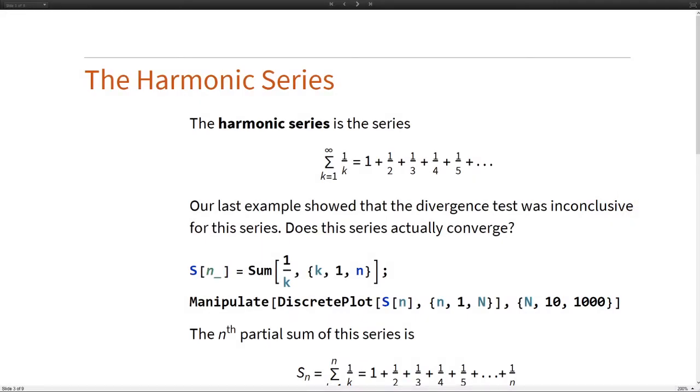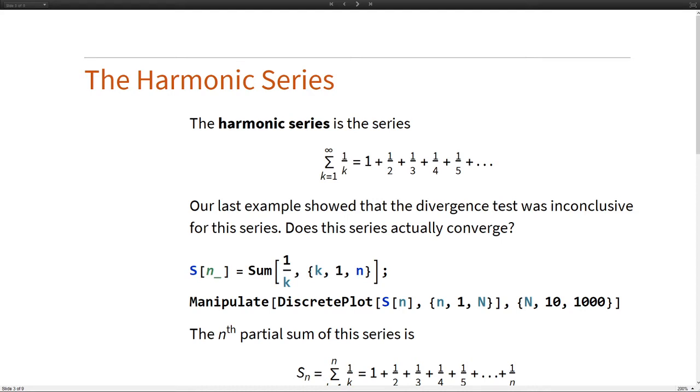So let's look at that last example from the last video again. This is actually a very special series called the harmonic series. Right? This one here. It's 1 plus 1/2 plus 1/3 plus 1/4, 1/5, and so on. So that divergence test, we took the limit, it goes to 0, so the test doesn't tell us anything. So let's look at what's going on here.